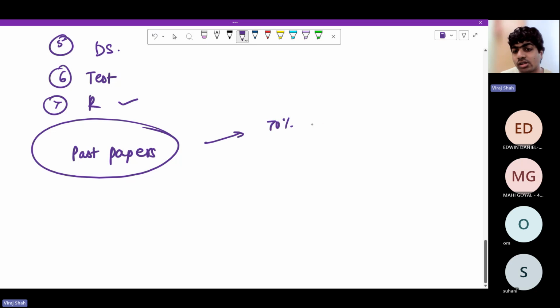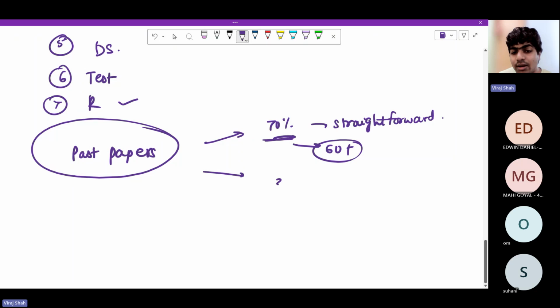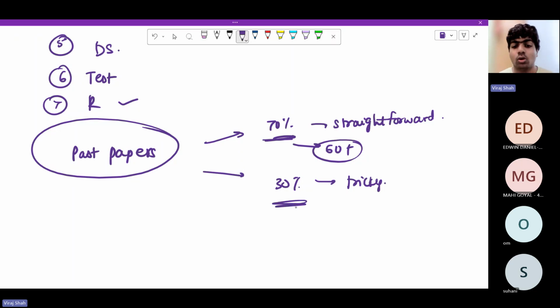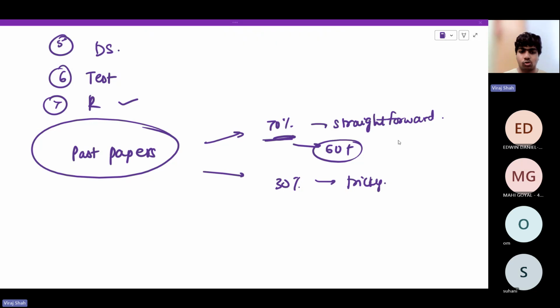There'll be 70% questions which are straightforward. This you will understand very easily. This you will be able to solve, and you have to make sure that you get 60 plus from these 70% questions. There'll be 30% questions which will be tricky. And these tricky questions are where you lose marks. Okay. You have to make sure this 70% is where you aim. 70% should be very crisp and clear. So that even if you have some problems in this 30%, you are still passing CS2.